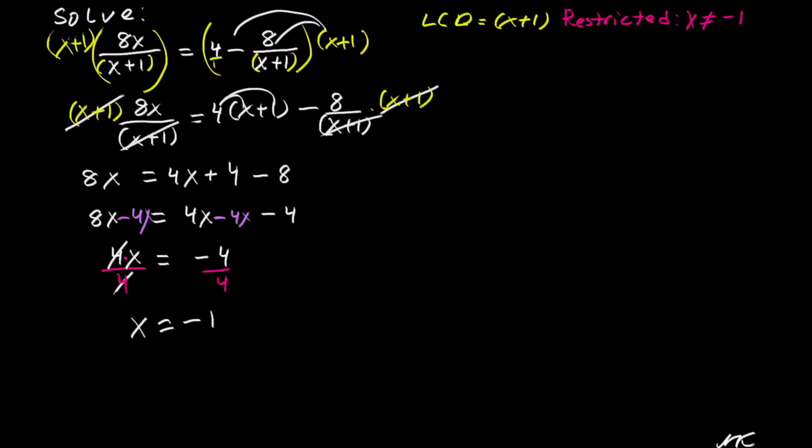We have that x cannot be equal to -1, so -1 is a restricted value. If we plug in -1 into any of these denominators, we will have a 0 in the denominator, so this equation has no solution. That's all.